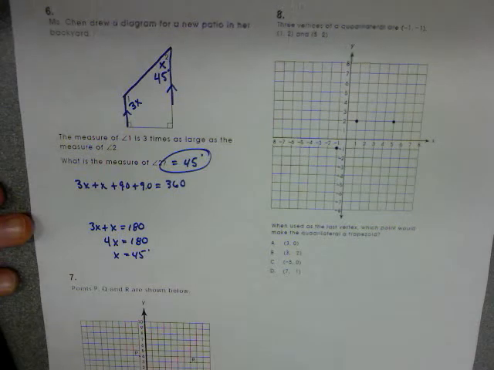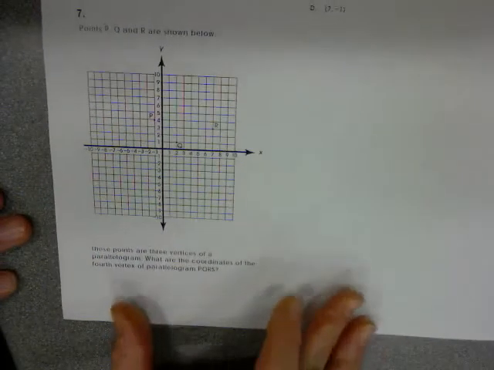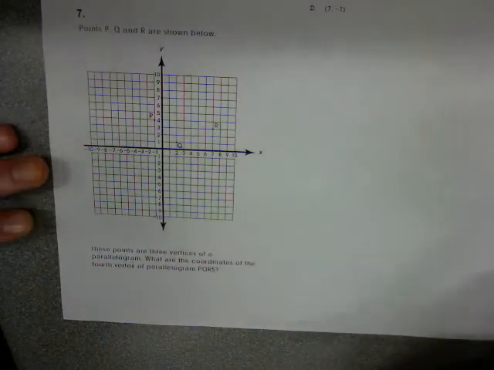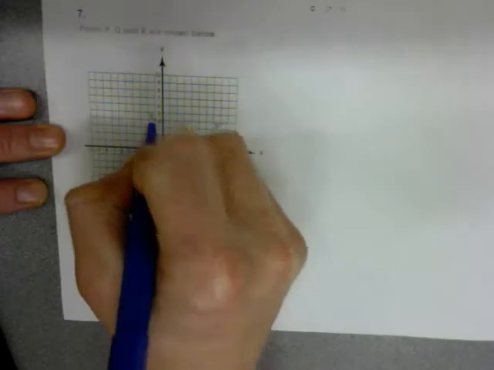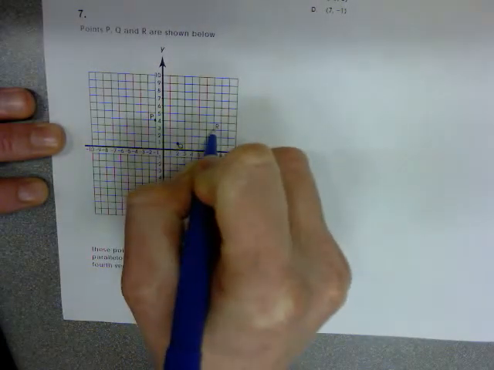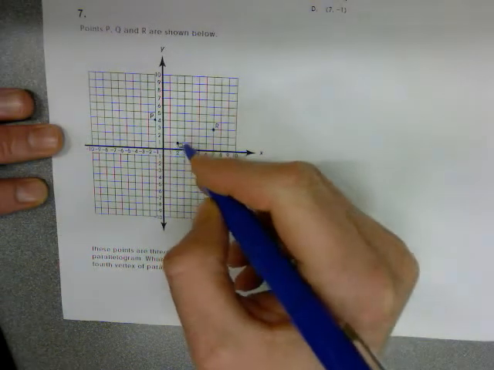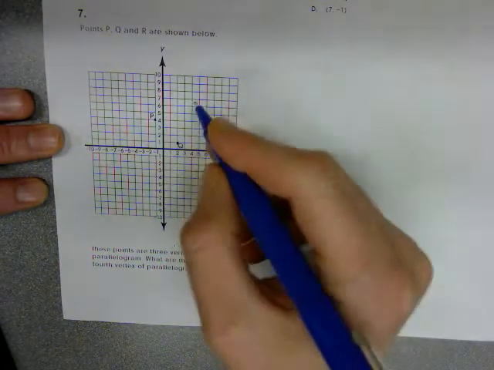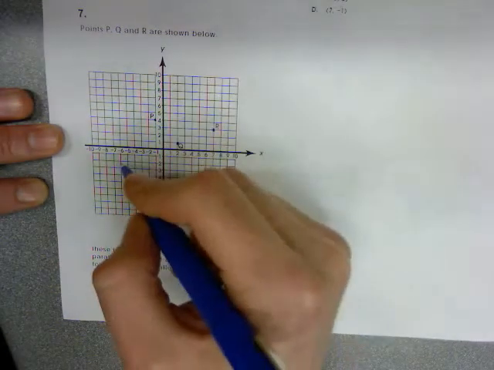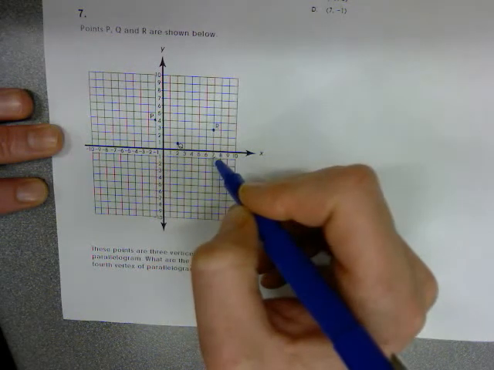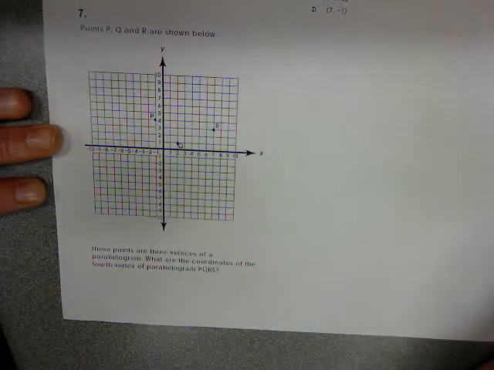And number 7 says P, Q, and R are shown below. P, Q, and R. And these are 3 vertices of a parallelogram. What are the coordinates of the 4th vertex of parallelogram P, Q, R, S? So S needs to be up here. It could actually be down here somewhere, or actually down here, but we'll just find one of the answers. So there's actually 3 different answers that would be okay for this one.